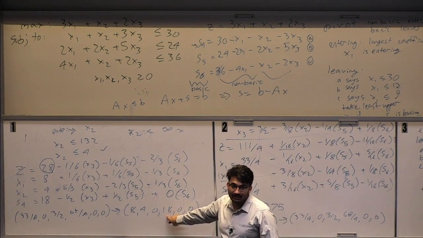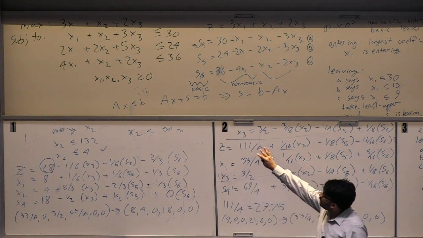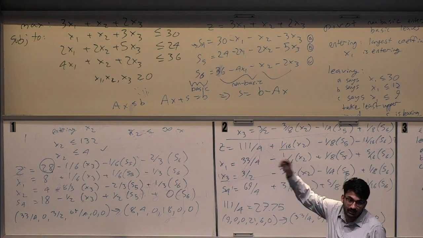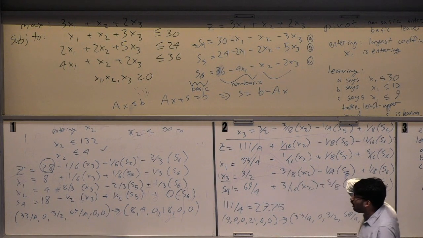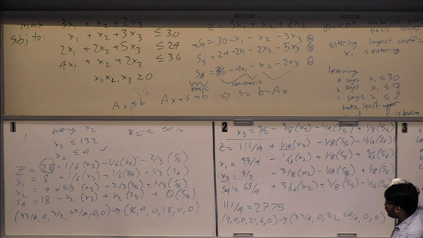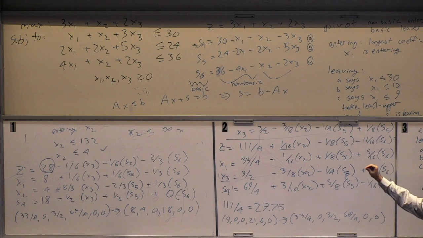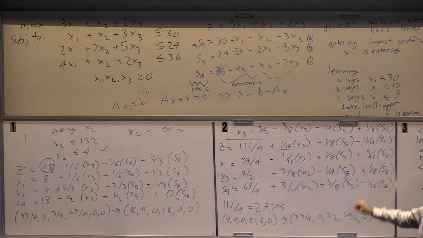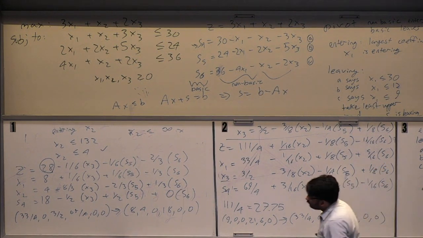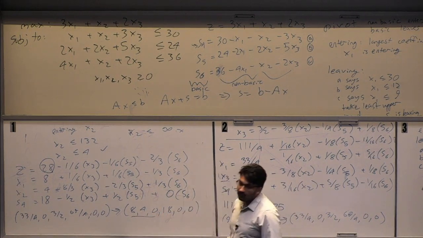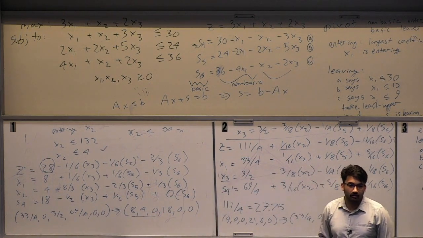Our slack is 18. So the solution is 18 away from that plane. So 30 minus 18 is 12? No, 22? It's 12. 30 minus 18 is 12, so you're 12 away from that plane. So that one is not tight, right? You can reinterpret again the slack as the solution. (8, 4, 0) is the point, the actual point along the polytope that we're at, right?